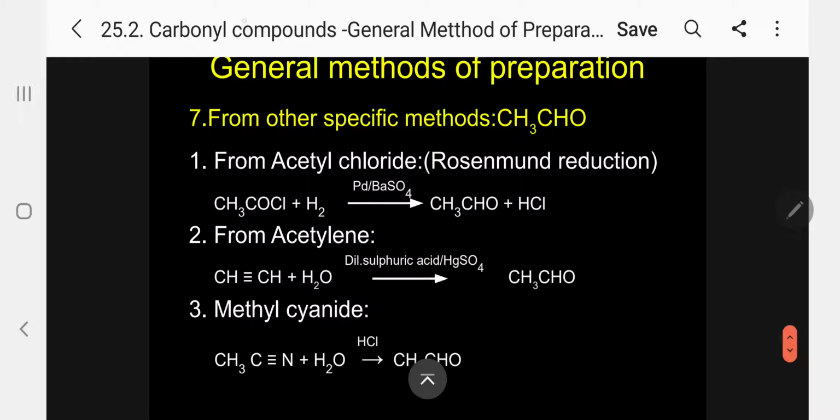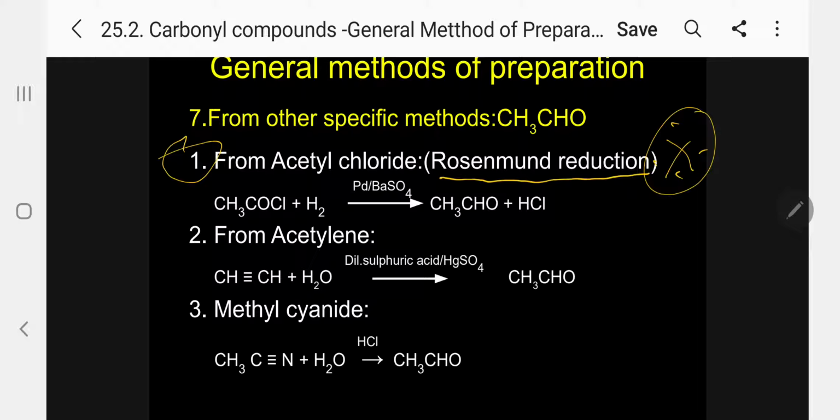These two methods are specific only for formaldehyde. Coming to acetaldehyde, the general methods aside, specifically follow, the most important method is Rosenmund reduction. Please follow. This is very, very important. Rosenmund reduction. That means acetyl chloride reacts with hydrogen in presence of palladium and barium sulfate. The Cl will be substituted by hydrogen, and acetaldehyde and HCl are produced. This is called Rosenmund reduction. Cl is getting substituted by hydrogen. Whether it is aromatic or aliphatic, we are getting this one. So acetaldehyde, we are getting the same.